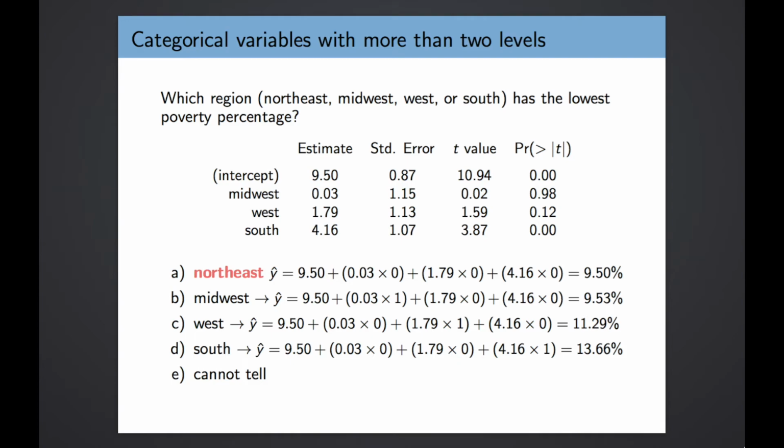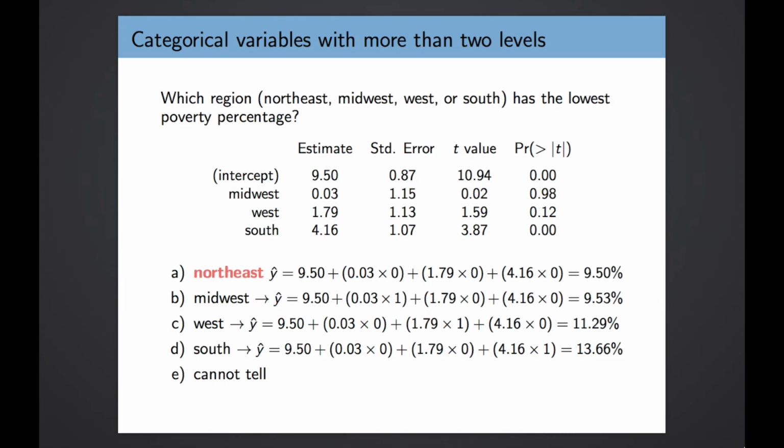And then we take the beta for West, which is equal to 1.79, times the x value for the West variable. So if the state is in the West, the indicator variable will be equal to 1. So you have 1.79 times 1. And then plus the beta for South, which is 4.16, times the x value for South. So our state is in the West, not in the South. So that variable is equal to 0. So we have 4.16 times 0. So altogether, that's 9.5 plus 0 plus 1.79 plus 0 gives us an estimated y of 11.29%. And we can do that for all of the variables.